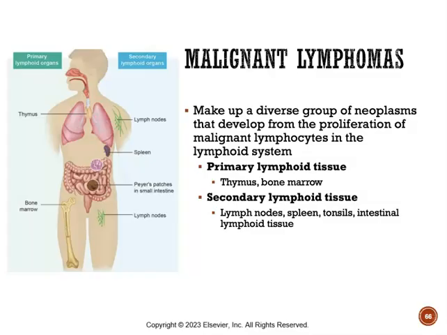And now for our next topic, which is malignant lymphomas, which are a diverse group of cancers that are going to arise from uncontrolled proliferation of malignant lymphocytes in our lymphoid system. So these cancers develop in either primary lymphoid tissues or secondary lymphoid tissues. If you remember from A&P, our primary lymphoid tissues would include our thymus and the bone marrow, right? Where our T cells and B cells go to mature.